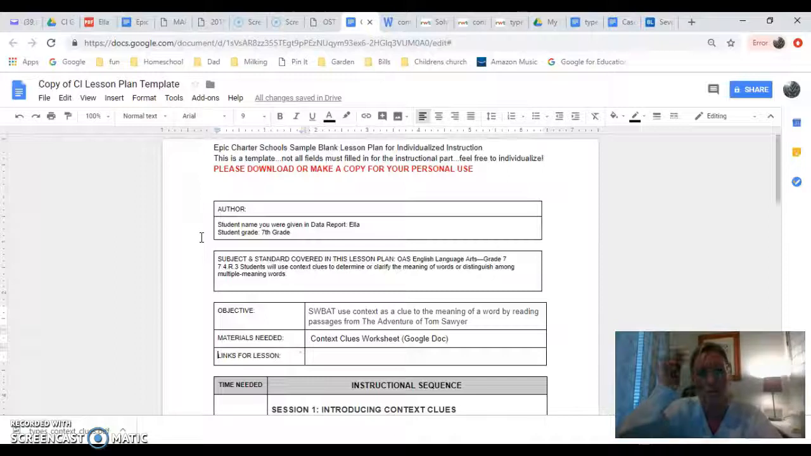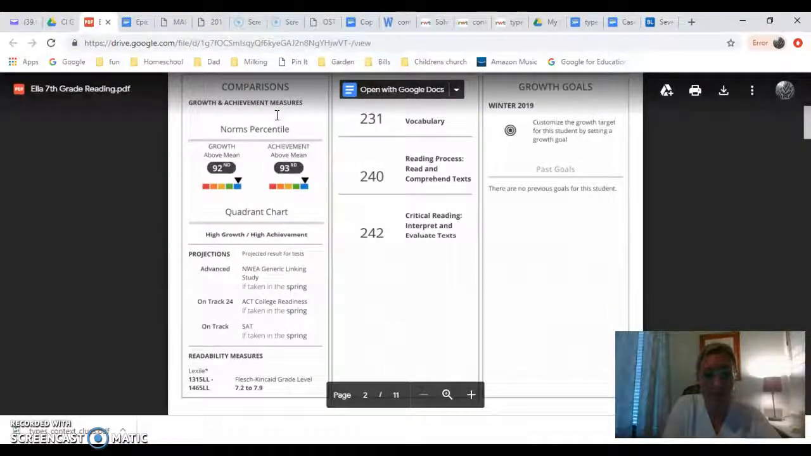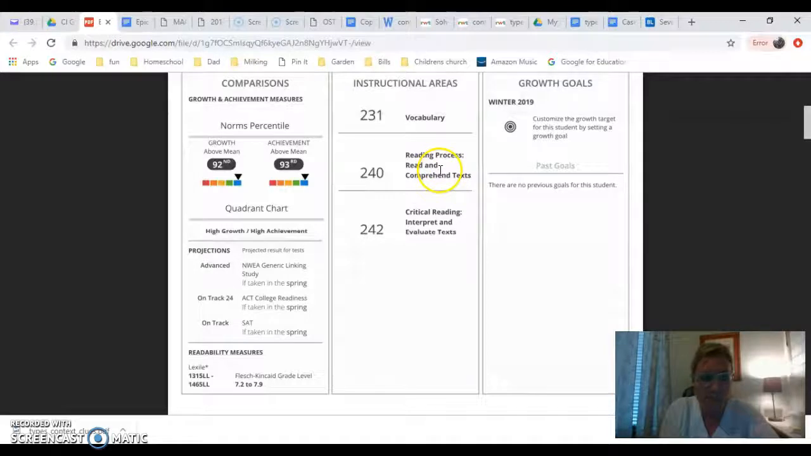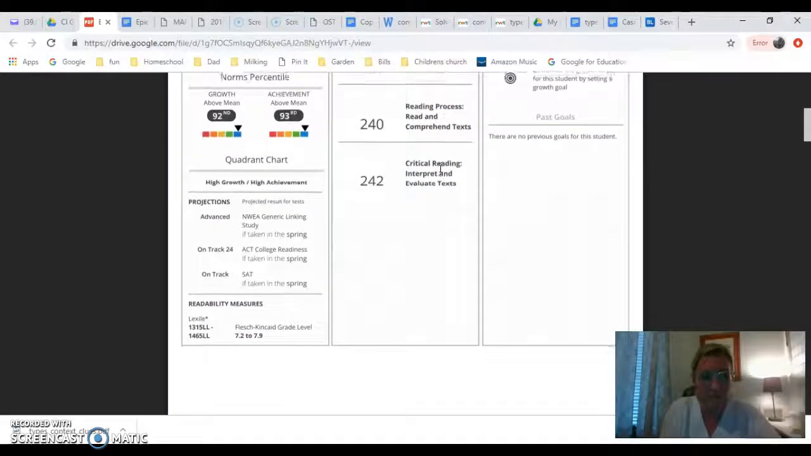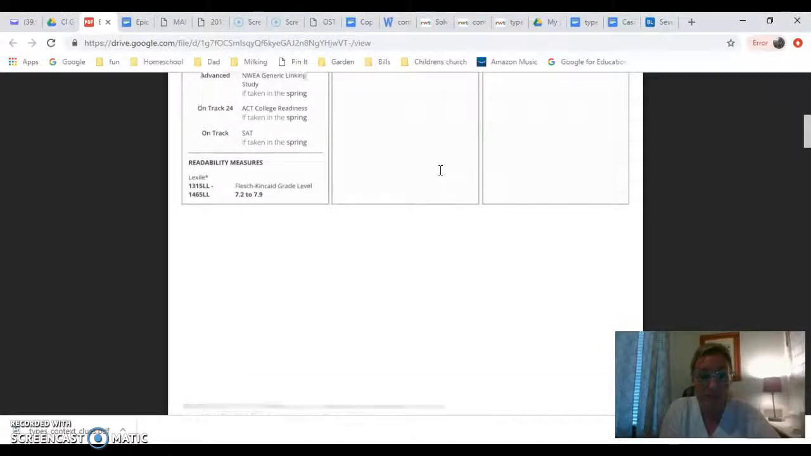So both her growth and achievement, it looks like, go together and are well above the mean. Let's try to get here on where we're at. So the 92nd and 93rd percentile is where she's at, which is wonderful. It means she's scoring above most of her national peers. This places her in the high growth, high achievement quadrant, and her projected results put her on track for her ACT college readiness and SAT if taken in the spring.